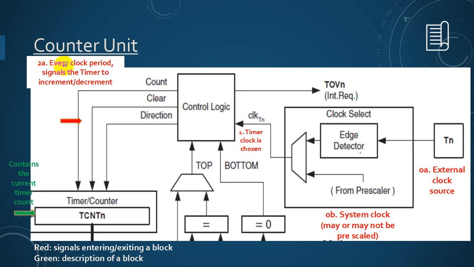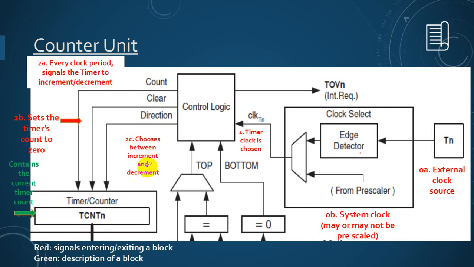Then every clock period signals the timer to increment or decrement. This is the timer counter. Every clock it signals whether to increment or decrement, 0, 1, 2, 3, like that, okay, or decrement depending on the nature. Finally, it sets the timer count to 0 when it goes to the top. It initializes before any operation. You must initialize the counter to 0. Okay, so before the operation begins, you initialize the counter to 0 over here.